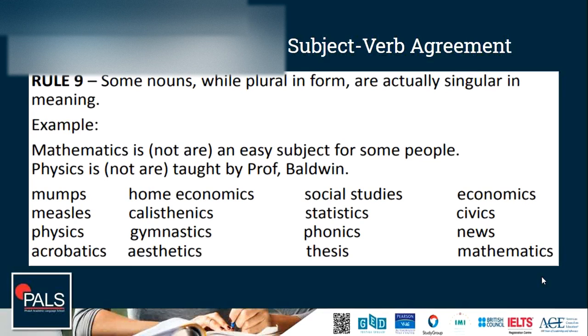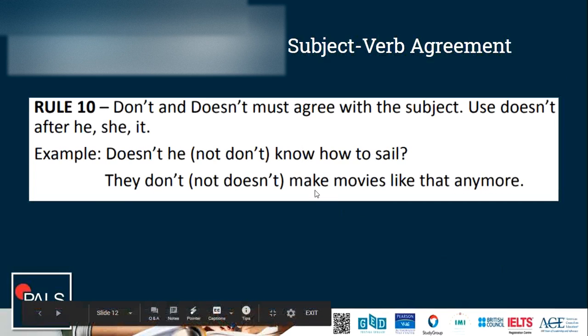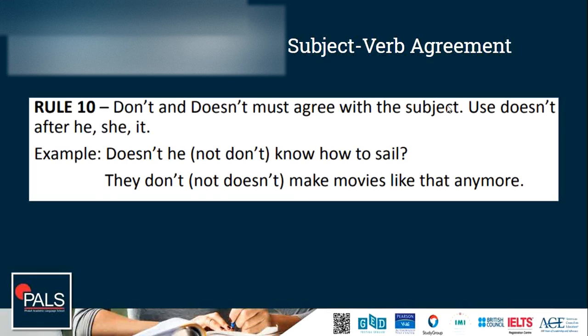Okay. And lastly, rule number 10. Helping verbs don't and doesn't must agree with the subject. Doesn't is for singular. Don't is for plural. Except, for example, I and you. That's an exemption, okay? Alright, so don't and doesn't. Doesn't for singular, don't for plural, except for I and you.